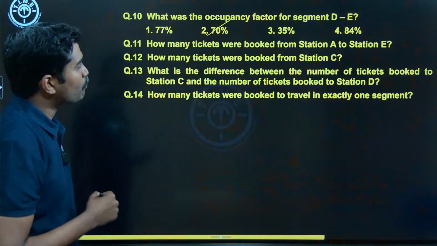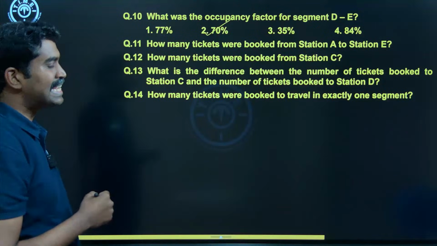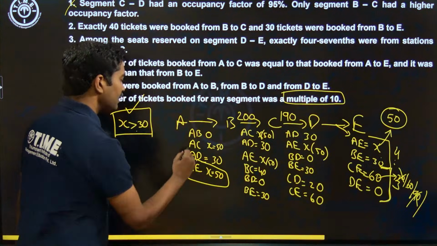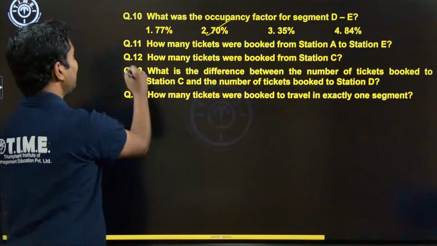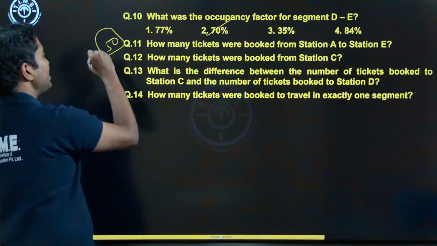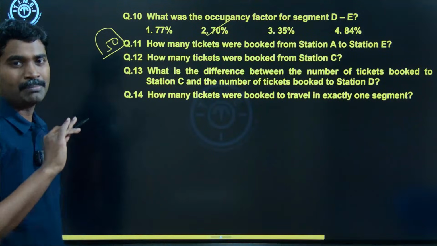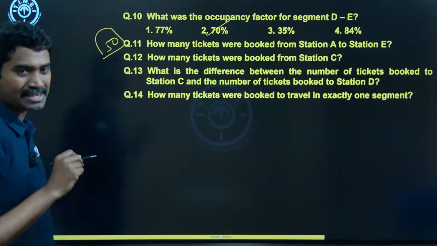How many tickets were booked from station A to E? Station A to station E. Simple. AE, that's 50 tickets, right? This answer straight away, 50 tickets. We solved the whole thing. There's no uncertainty. There's no minimum, maximum, nothing, no multiple possibilities, right?